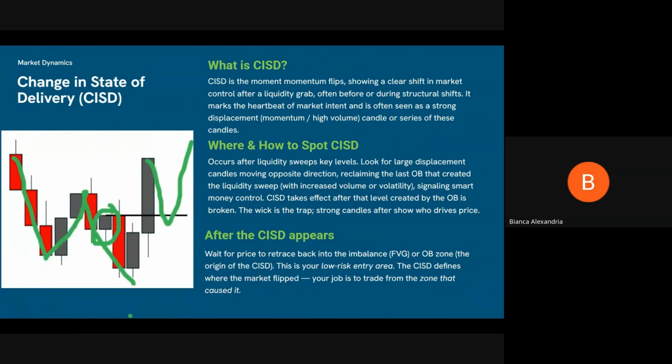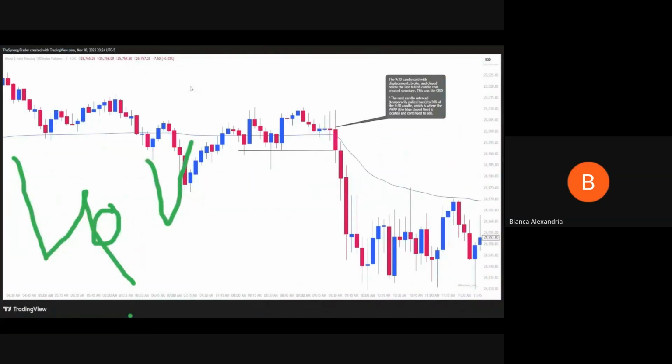Any questions so far? Yeah, can you break down liquidity grab? Yes, ma'am, it's going to be in the next slides after this. Okay, got it. But I will show you from here where we're looking at. Oh, and y'all still see that green on there? Yeah. Okay, all right, perfect.